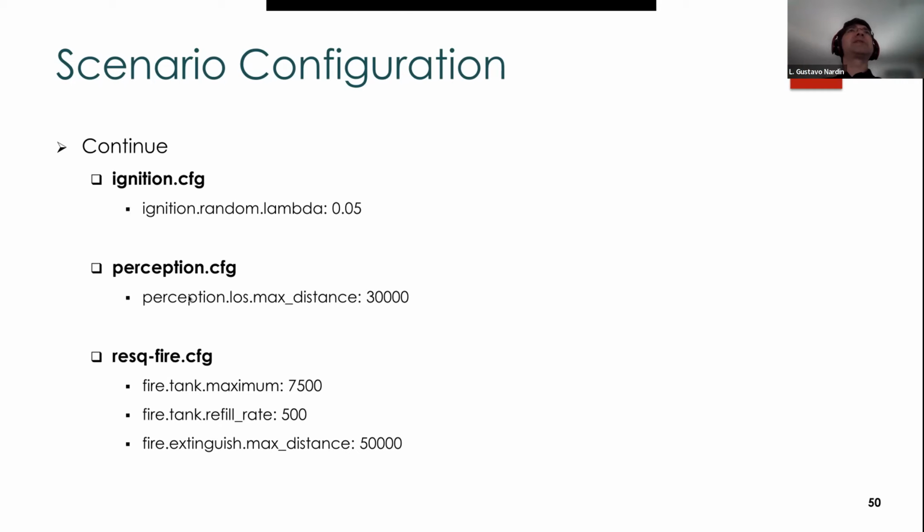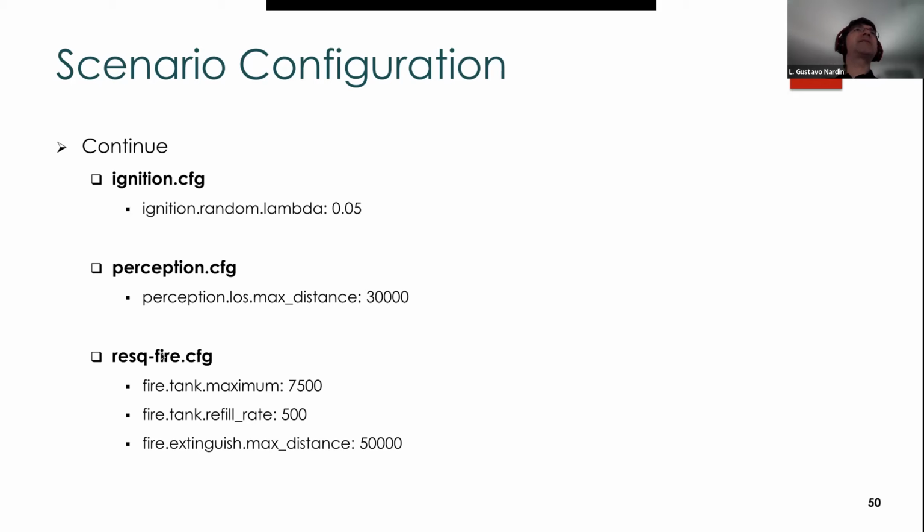The perception.cfg, here is where you define the perception range, as this will make that blue line of sight longer or shorter. We define it as 30,000, but 30,000 here means 30,000 millimeters. So all the distances in the simulator are measured in millimeters. So we have 30 meters, basically, okay?